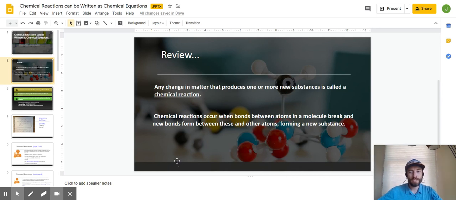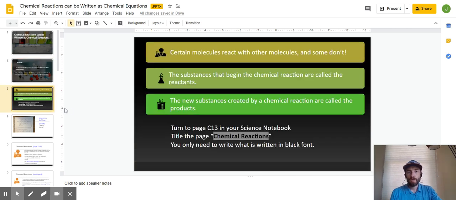And so we talked about chemical reactions yesterday, and there are tons of varieties of chemical reactions in the world out there, and many are taking place inside of us right now. But a chemical reaction is any change in matter that produces one or more new substances. They occur when bonds between atoms in a molecule break, and new bonds form between these and other atoms, forming new substances. Certain molecules react with other molecules and some don't. The substances that begin the chemical reaction are called the reactants, and the new substances created by a chemical reaction are called the products.